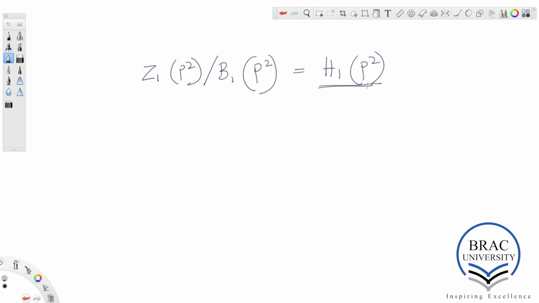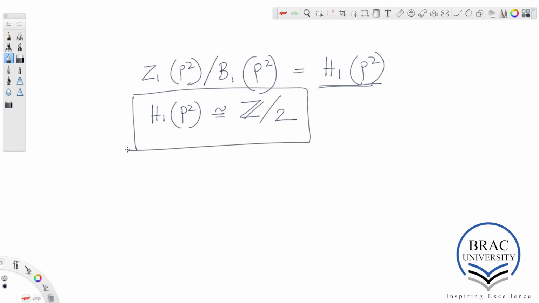And the non-zero element of H1 of P2 represents the equivalence class of odd multiples of Z1. One therefore has this group to be isomorphic to Z over 2, the two element group, 0 and 1.